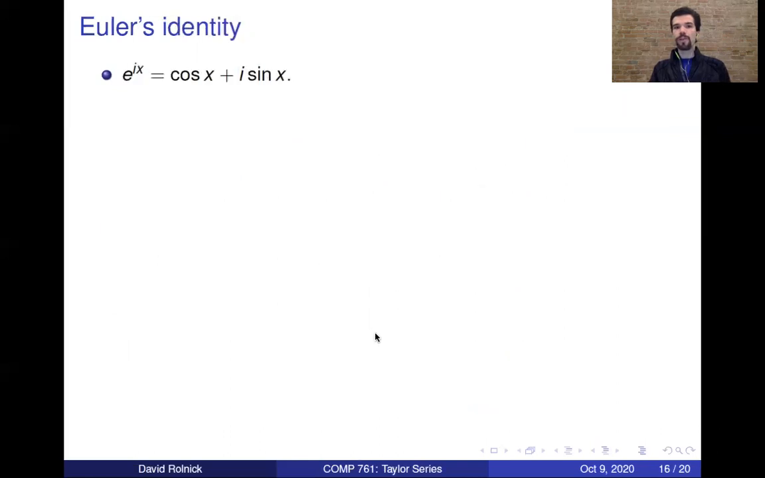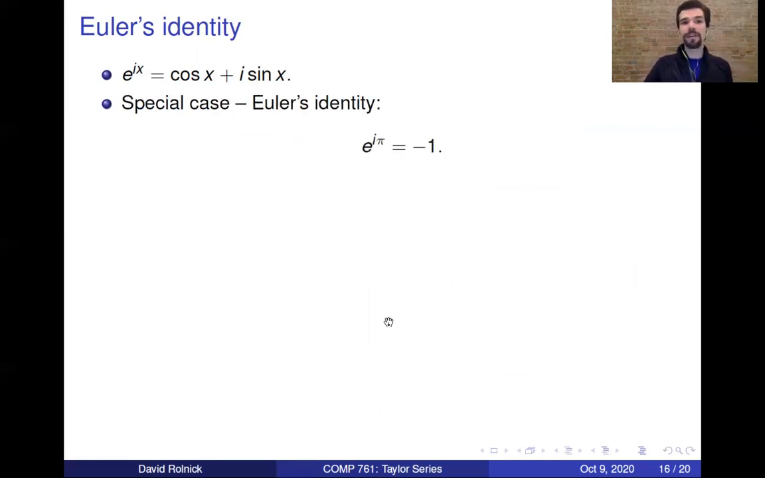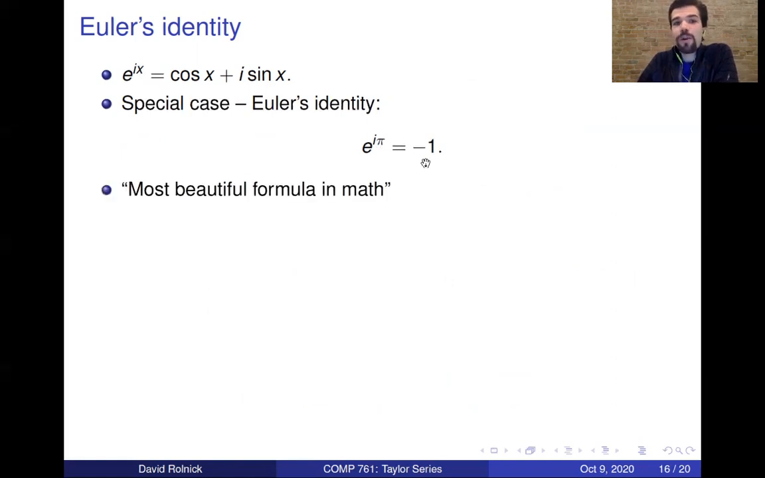So what else can we do with this? There's a thing called Euler's identity, which is what happens if you plug in pi. If you plug in pi, you get cosine of pi, which is -1, plus i sine of pi, which is just 0. So e to the i pi equals -1. This is sometimes called the most beautiful formula in math.